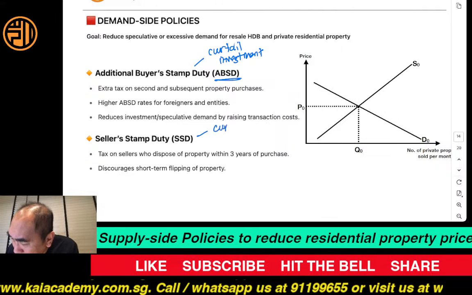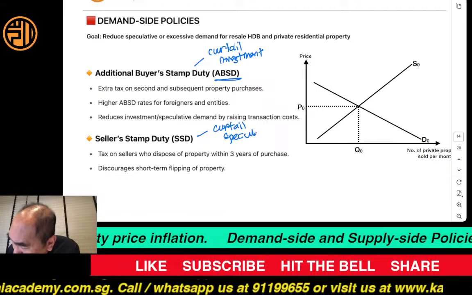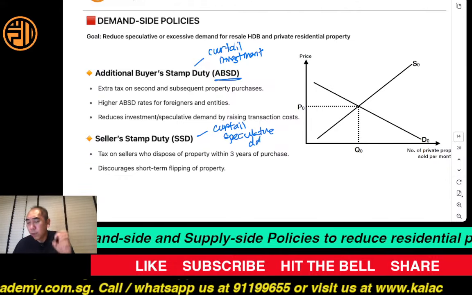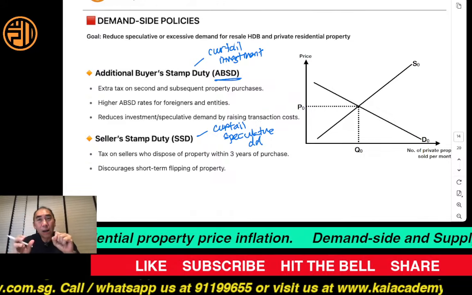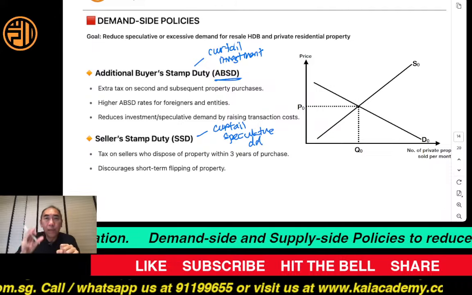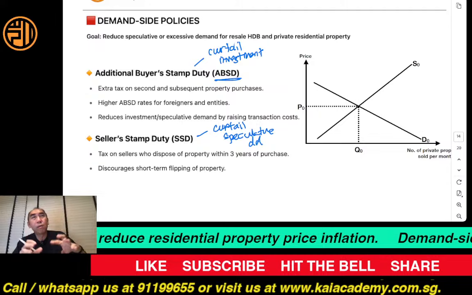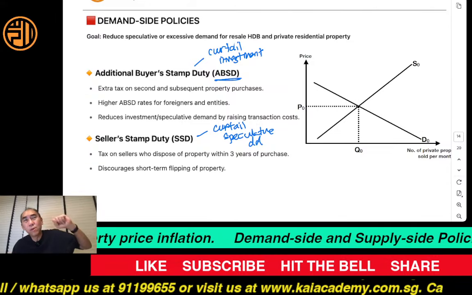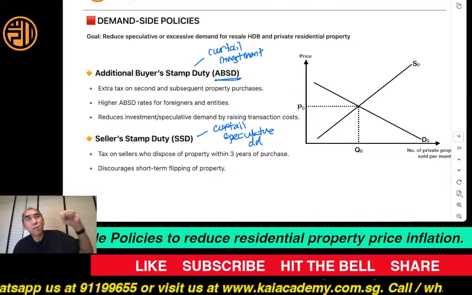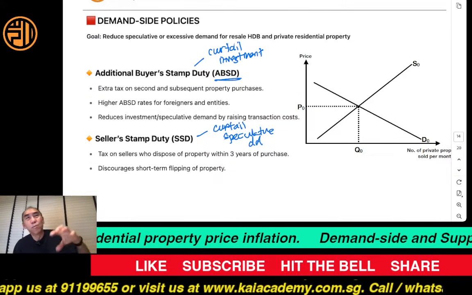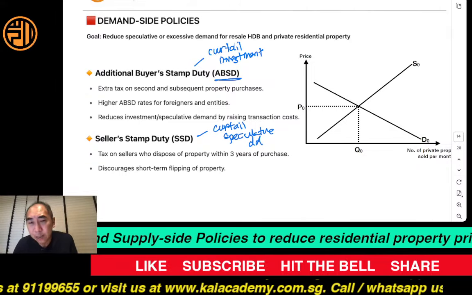The SSD is something that curtails speculative demand. What it does is it imposes a very high tax on people when they buy a house and sell it within a span of 3 years. So if you buy a property and you sell it within a year, you pay a very high tax. You sell it after a year but before 2 years, you pay a lower tax. You sell it after 2 years but before the end of the third year, you pay even lower tax. But if you sell it after owning the property for 3 years, then SSD doesn't apply anymore.